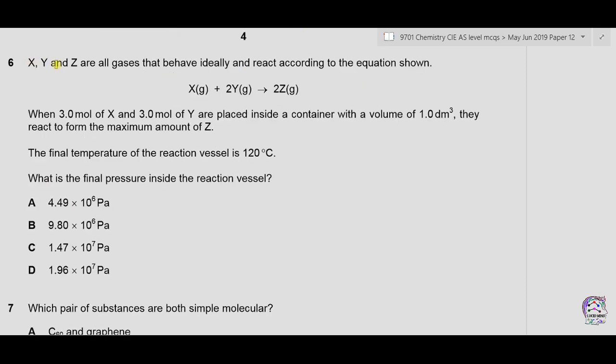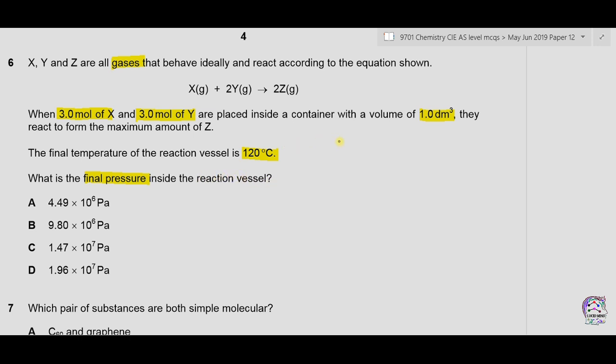Question number 6. X, Y and Z are all gases that behave ideally and react according to the equation shown. This is the equation. 1 mole of X reacts with 2 moles of Y to form 2 moles of Z. When 3 moles of X and 3 moles of Y are placed inside a container with a volume of 1 decimeter cube, they react to form the maximum amount of Z. The final temperature of the reaction vessel is 120 degrees centigrade. What is the final pressure inside the reaction vessel?